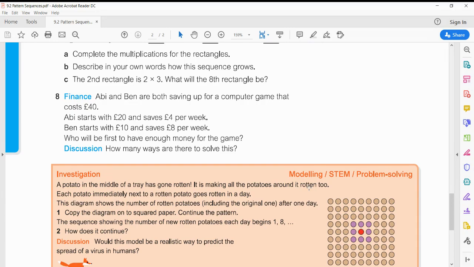Finance. Abby and Ben are both saving up for a computer game that costs £40. Abby starts with £20 and saves £4 a week. Ben starts with £10 and saves £8 a week. Who will be first to have enough money for the game? How many ways are there to solve this?